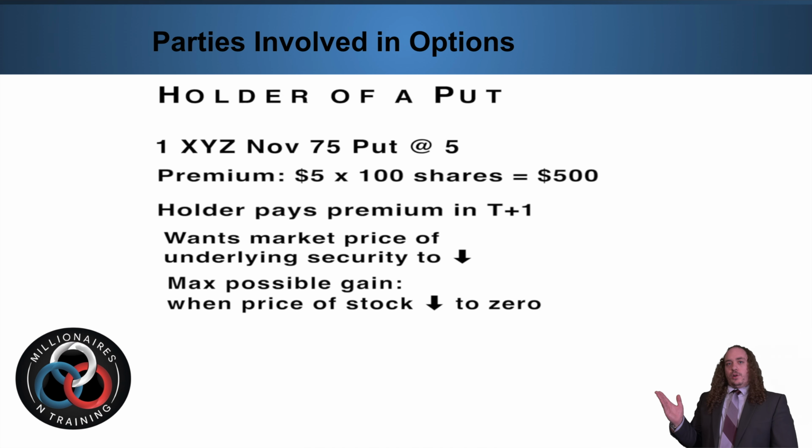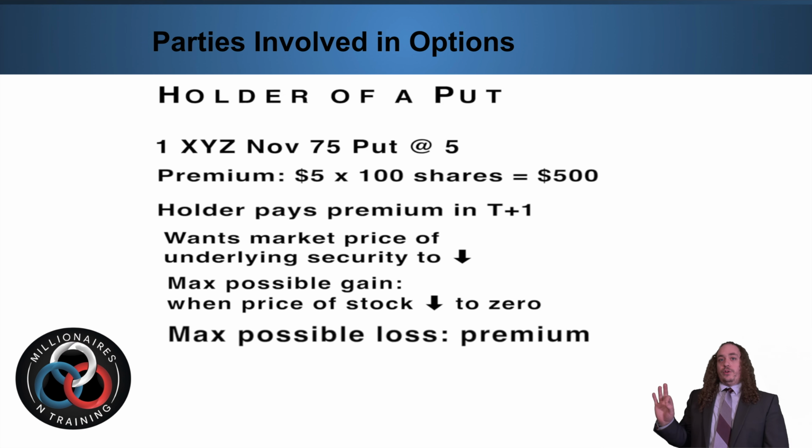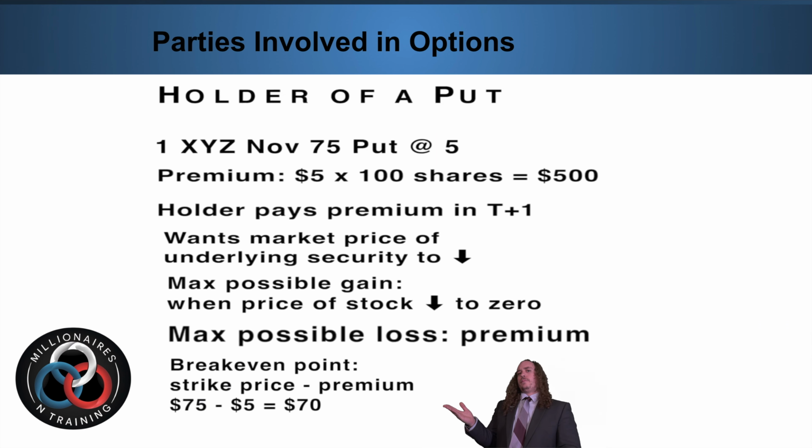What is the maximum loss for the holder of a put? The premium paid. If the market price goes up against them, the holder of a put will not exercise. They will lose only the premium they paid. What is the holder of a put's break-even point? It is equal to the strike price minus the premium. Remember that the holder of a put pays out the premium. When is he or she going to make that premium back on the put? When the market price goes down.